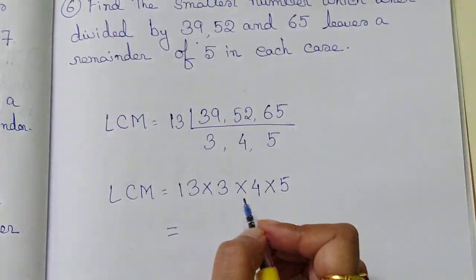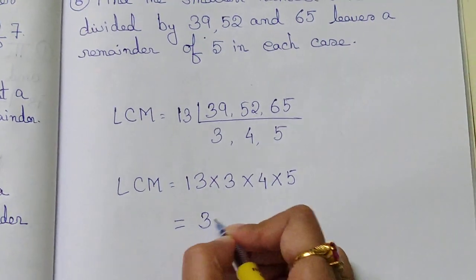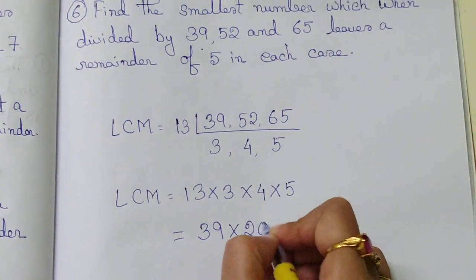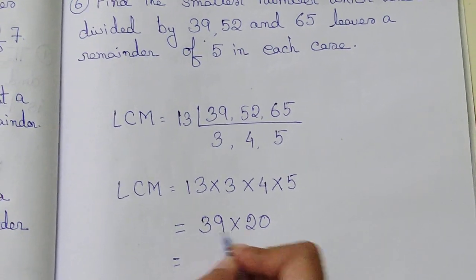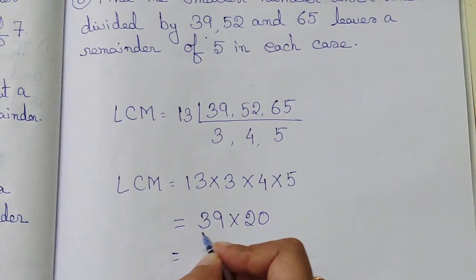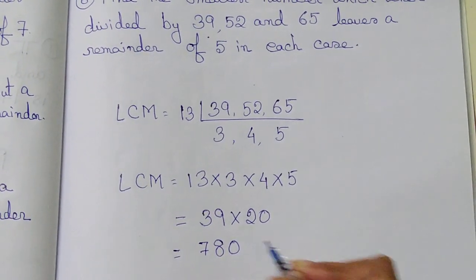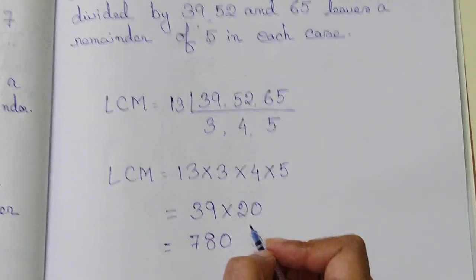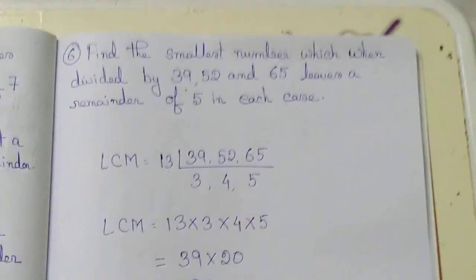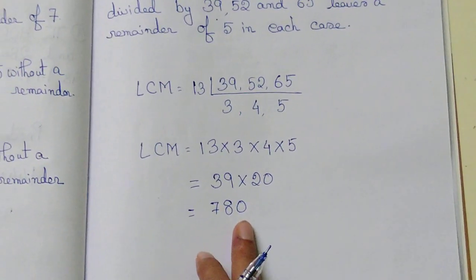Now I will do the grouping. See, 13 3s are, we already know it's 39. And 5 into 4 is 20. Now 39 into 2 I can do, that is 9 2s are 18, 3 2s are 6, 1, 7. And this 0 I will directly put here. By this grouping we can easily do it mentally, we don't have to do it in the rough. So this is the answer of LCM.